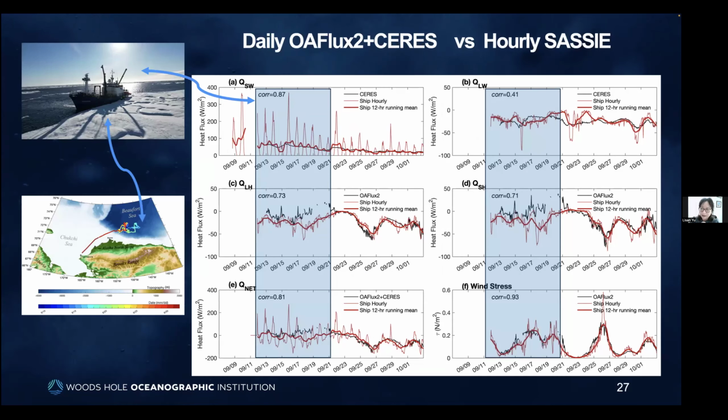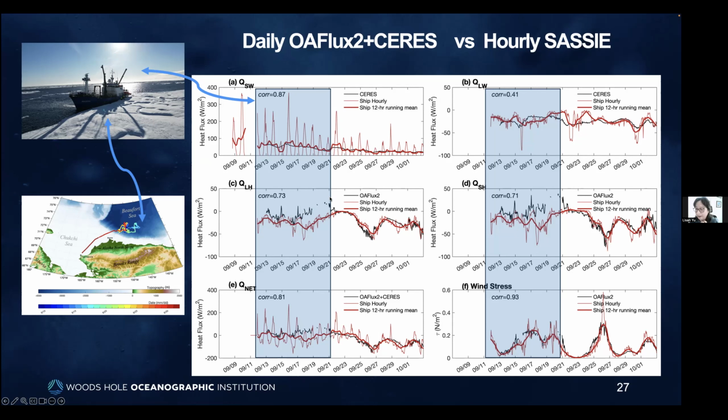So how is our flux doing compared to the cruise? The first part of the cruise is pretty much near the ice edge. You can see the cruise picture at the top left. That is the Beaufort Sea region, and the comparison is a little bit difficult. The red is our daily flux, the thin line is the ship hourly, and the thick line is the ship 12-hour running mean. And our flux comparison is the black.